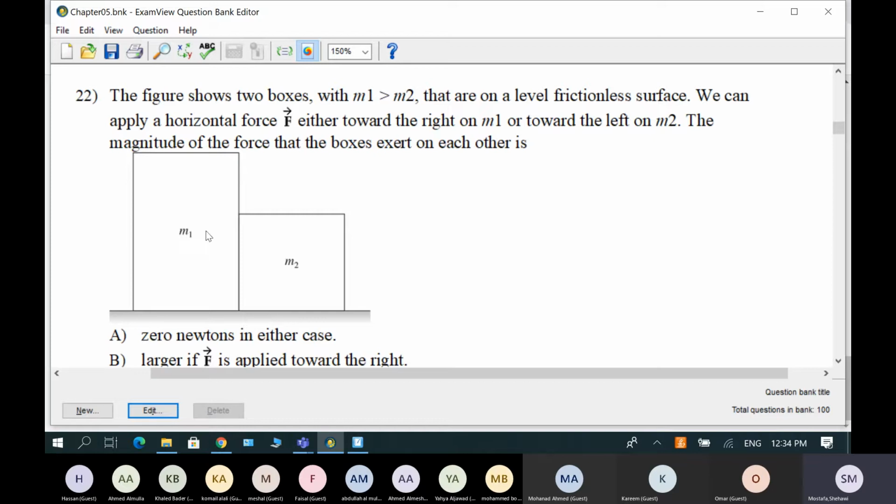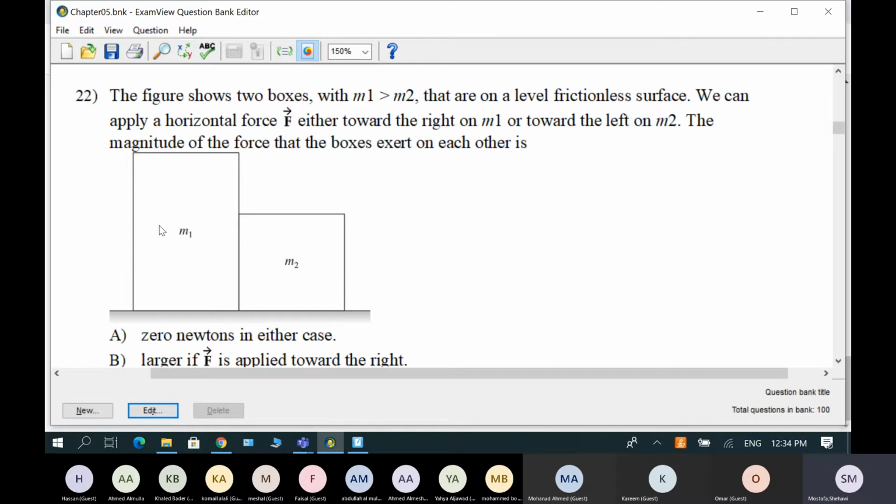If I push from the right, there will be a force from M1 on M2. If I push from the left, there will be a force from M2 on M1. Are they the same or different? Or is one greater than the other? This is the question. To answer it, you have to know that when you exert force here, the force will be distributed on the two masses according to the mass. The higher mass will take more force. For example, if I exert 100 Newton to the right from here.